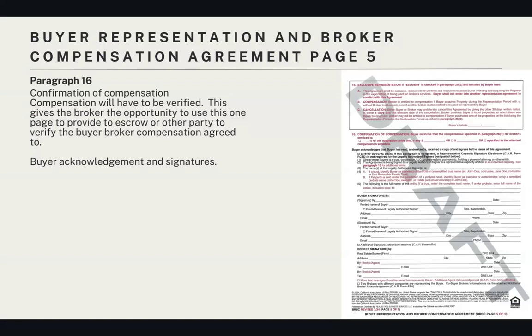So this gives the broker the opportunity to use one page to provide escrow or whatever other party needs the information to verify that the buyer broker compensation was agreed to. So if escrow requires proof, which they will, or the seller wants to see proof when you submit the SPDB, you don't have to provide the whole buyer broker agreement. All you do is just produce the last page, and that is satisfactory. That verifies that the money is actually owed. Last part of it is the buyer acknowledgement and signatures.